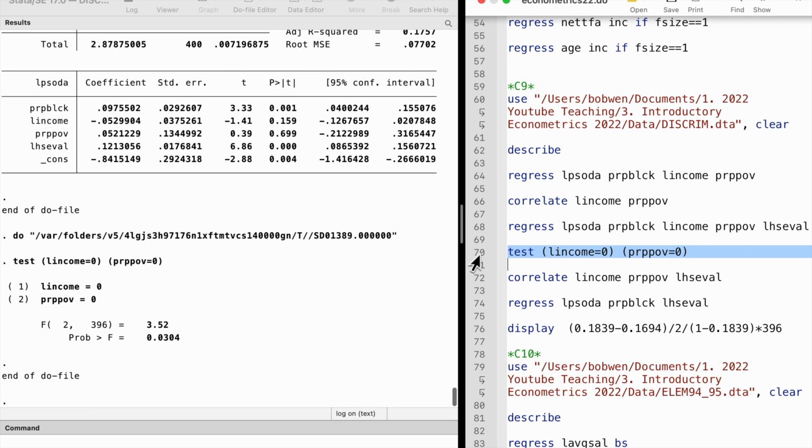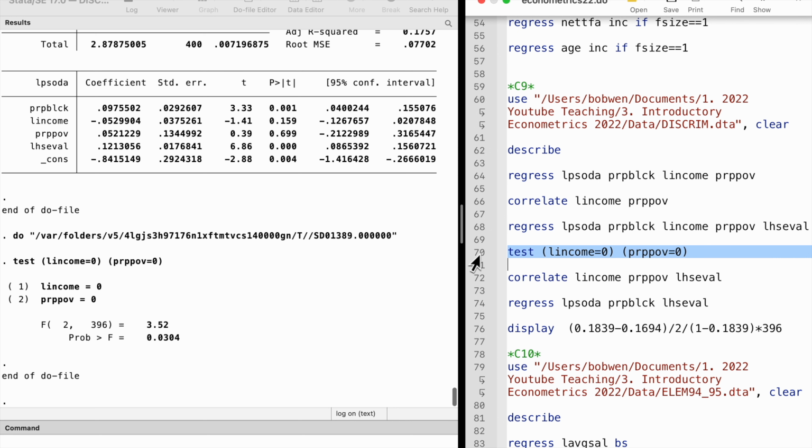The reason is that the housing value is highly correlated with income and poverty proportion, leading to multicollinearity. So some variables are individually insignificant, but they are jointly significant. By the way, we can also do the F-test by hand, using the sum of residuals form or the R-squared form of the F statistic.